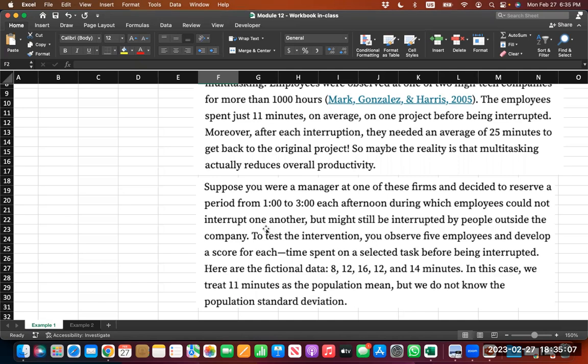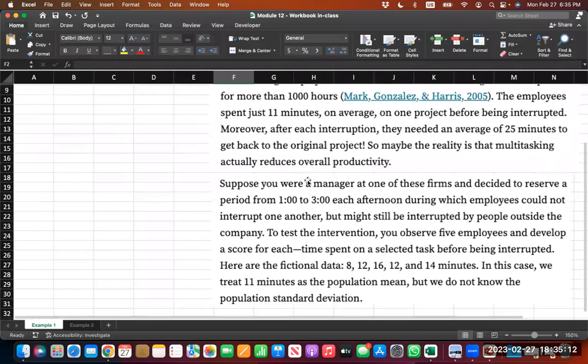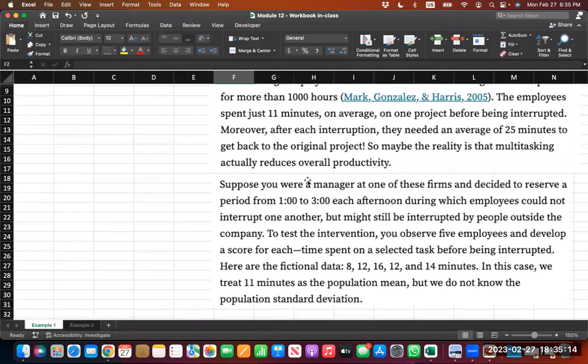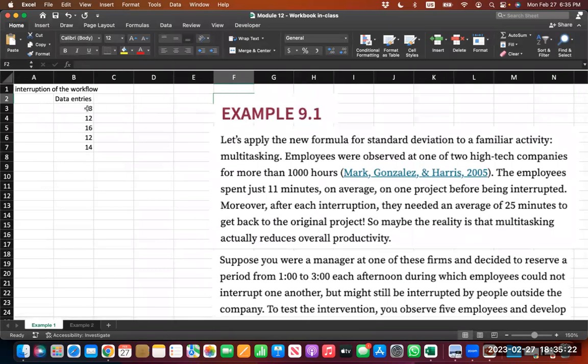To test the intervention, you observe 5 employees and develop a score for each: time spent on a selected task before being interrupted. Here are the fictional data: 8, 12, 16, 12, and 14. In this case, we treat 11 minutes as the population mean. So we know that our population mean is mu, 11 minutes. We're comparing now our data entries of our 5 employees to a mu of 11. How are we going to do that?